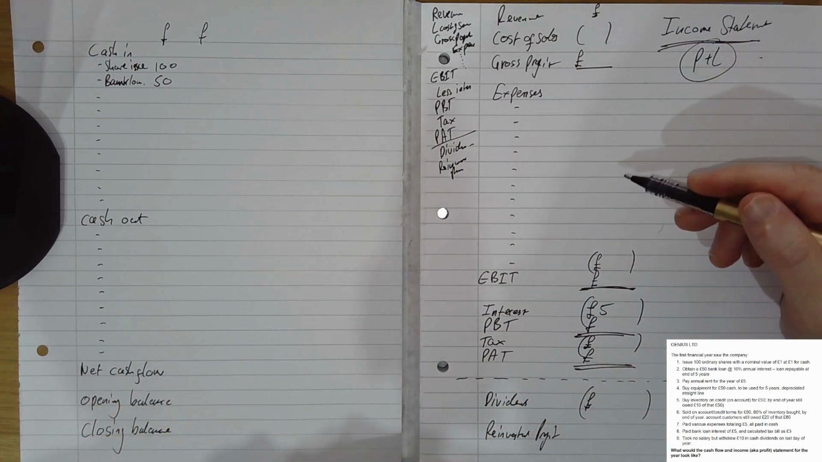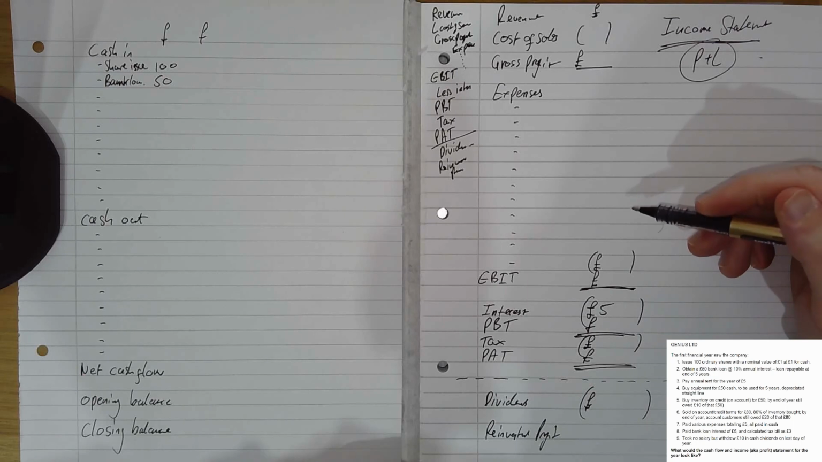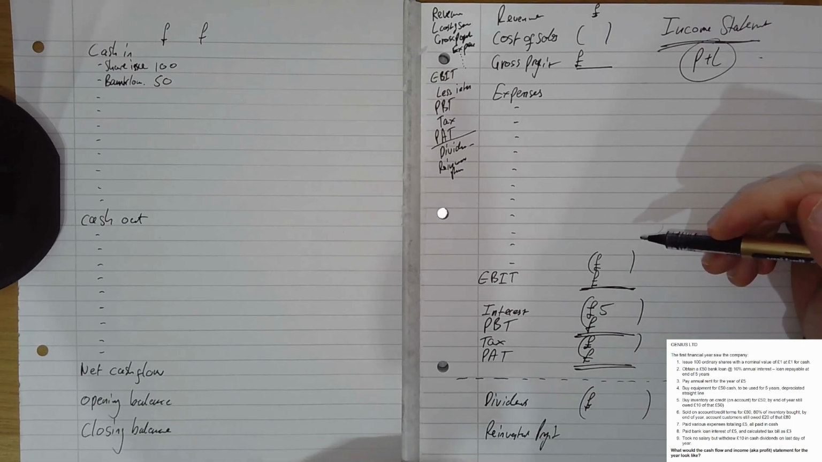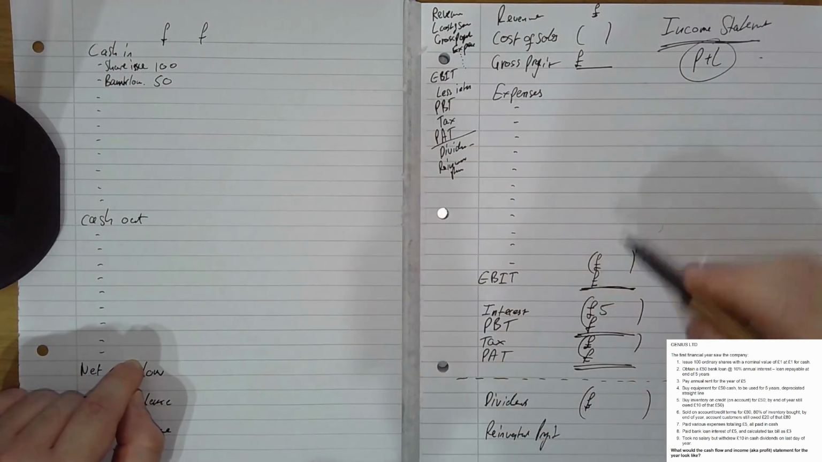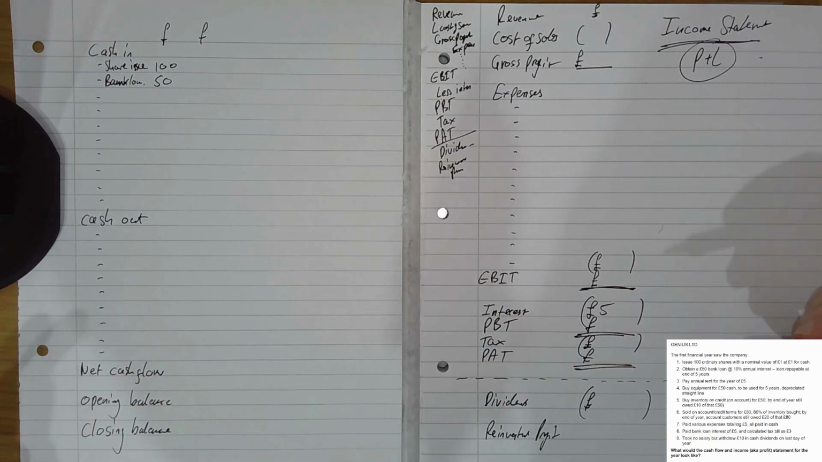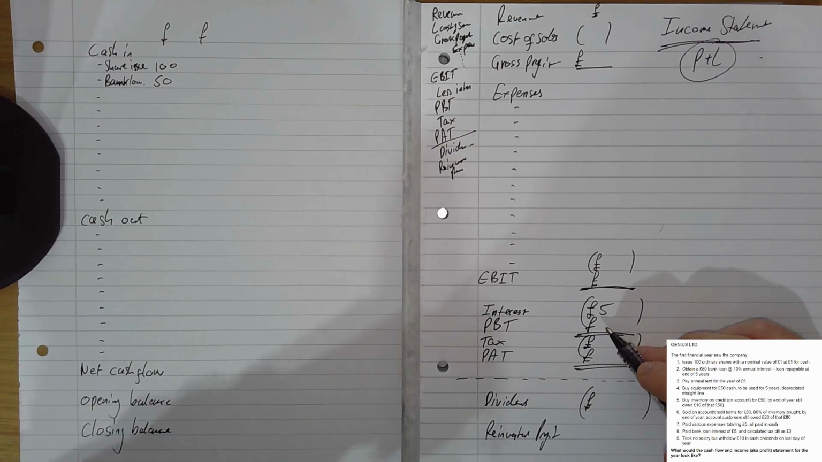So that's number 2. Obtain a £50 bank loan at 10% annual interest, and we've taken that into account. We've got the £50 cash in the bank, 10%, which is the £5 annual interest that we are supposed to pay, will go in interest over here. The fact that it's repayable at the end of 5 years makes no difference to this at the moment.